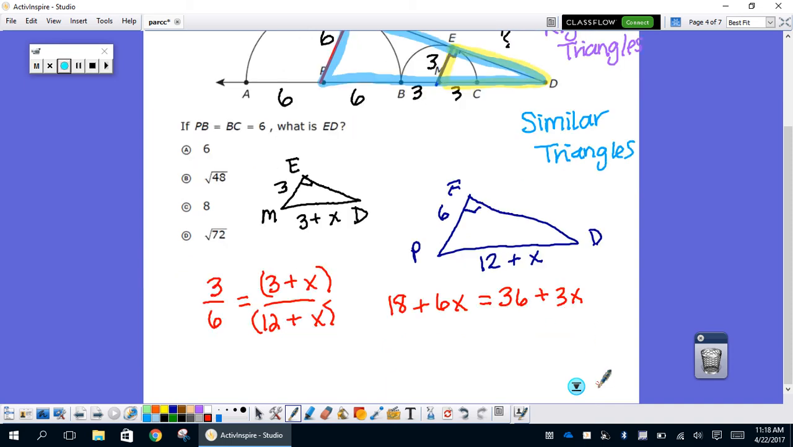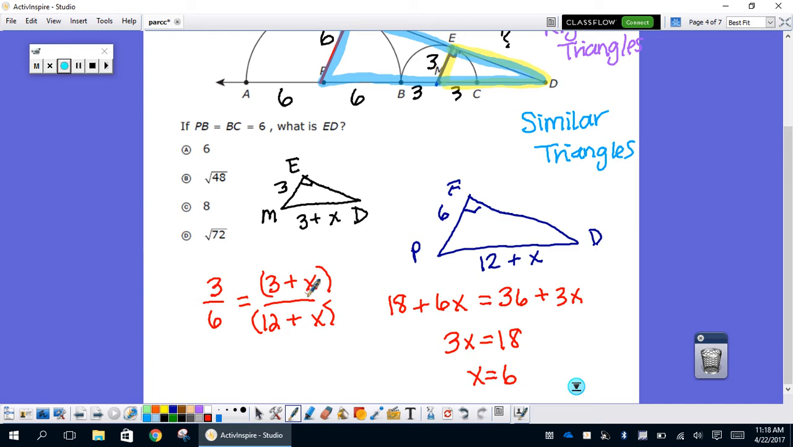From here, you're going to solve now, okay, and you should be getting, this ends up being 3x equals 18. Divide both sides by 3, you should be getting x equals 6.